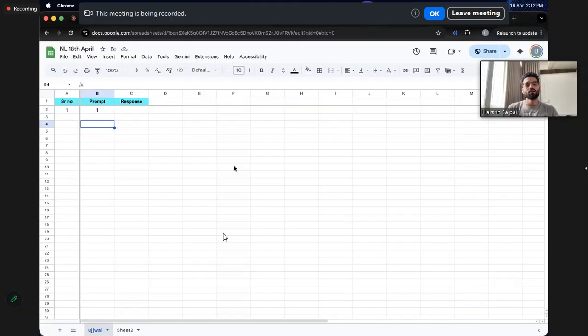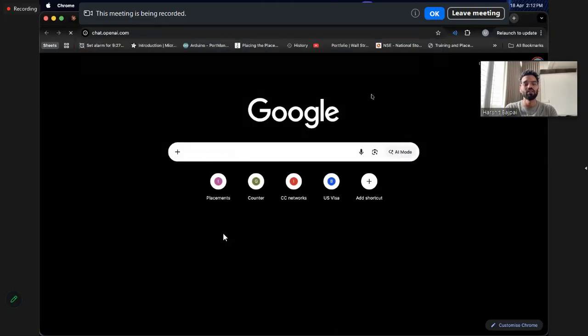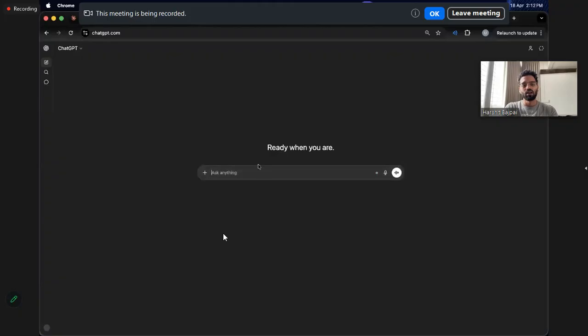Okay, some rules. Rule number one: use only one model. If you're using ChatGPT, use only ChatGPT. If you're using Gemini, use only Gemini. If DeepSeek, then only DeepSeek. We are not going to change models. Condition two: we'll start with the number of questions. The count is only five questions.